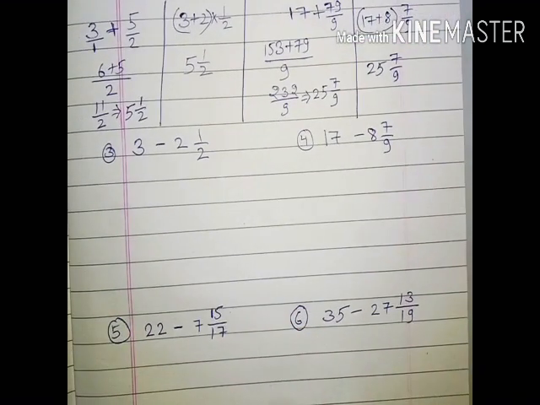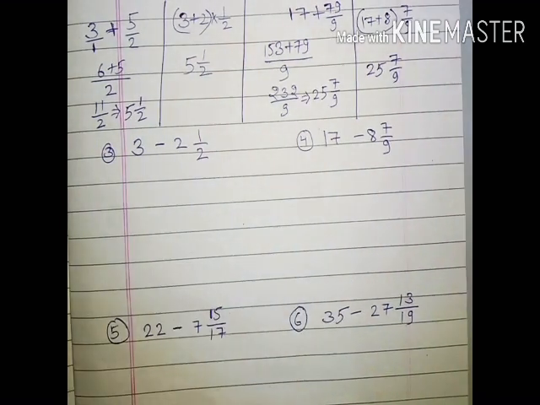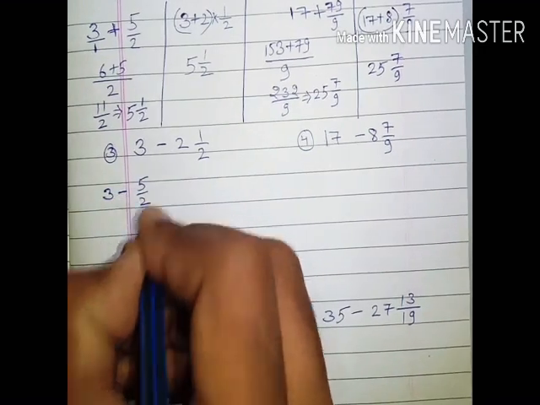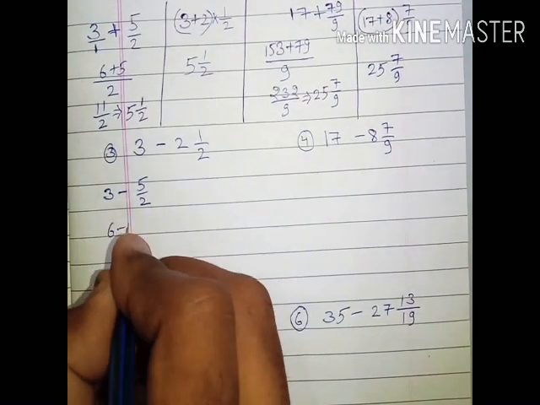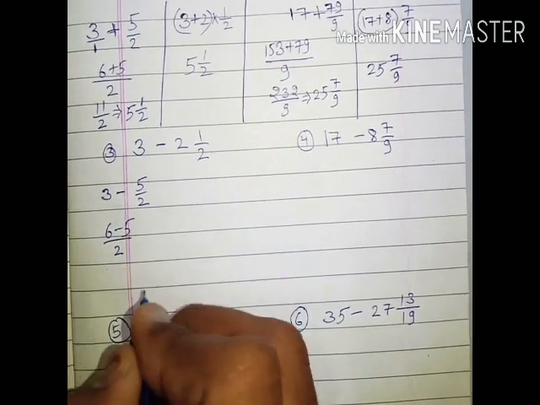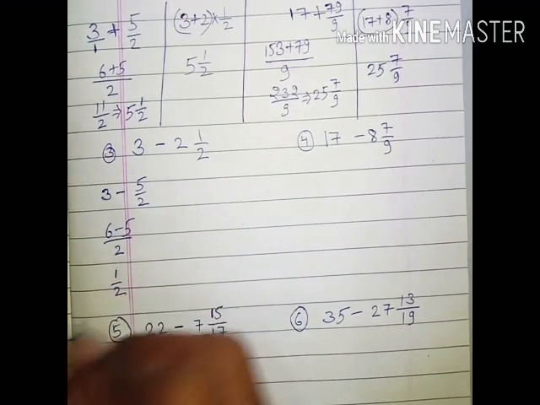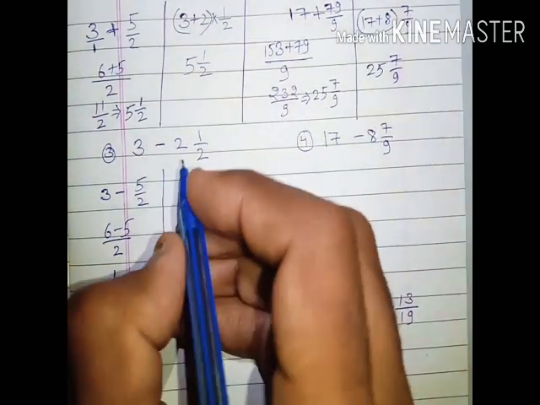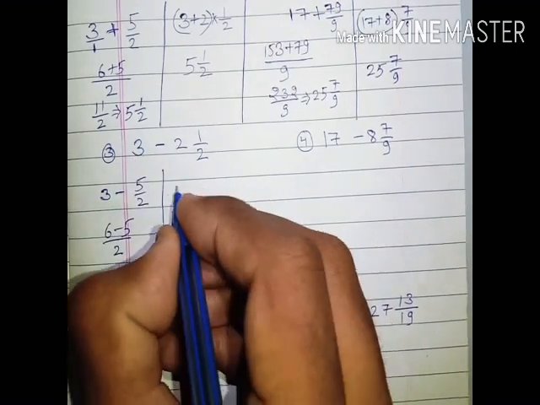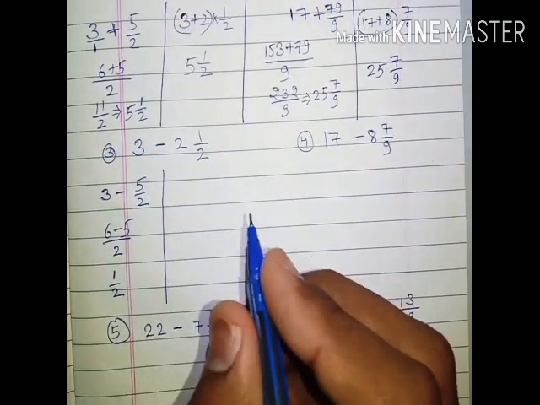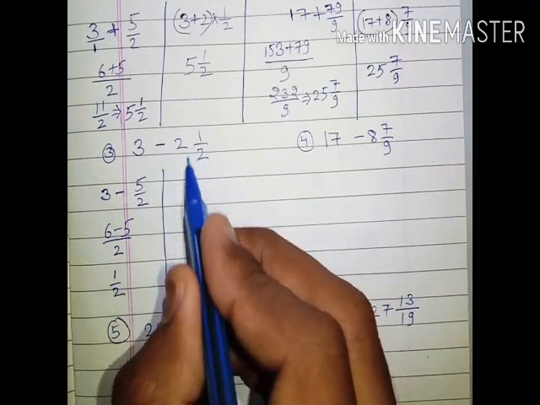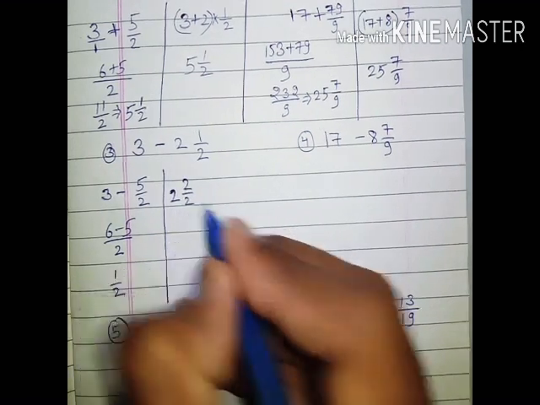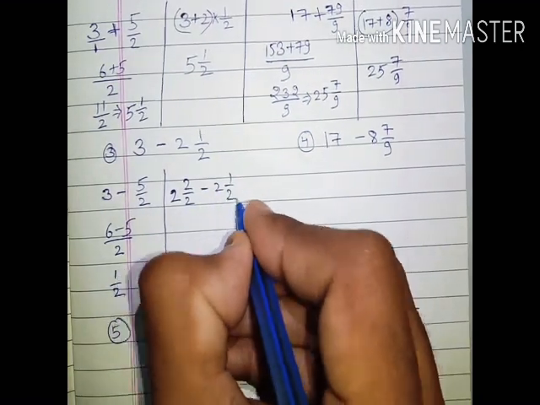So let's continue with subtraction. In subtraction we do the same. 3 minus 2 1 by 2, that is 3 becomes 6 upon 2, minus 5 upon 2, the answer will be 1 by 2. There is also a simple technique which saves our time. You have to write 3, subtract 1 from 3, and match the denominators of these numbers. You can write it as 2 upon 2 minus 2 1 upon 2.